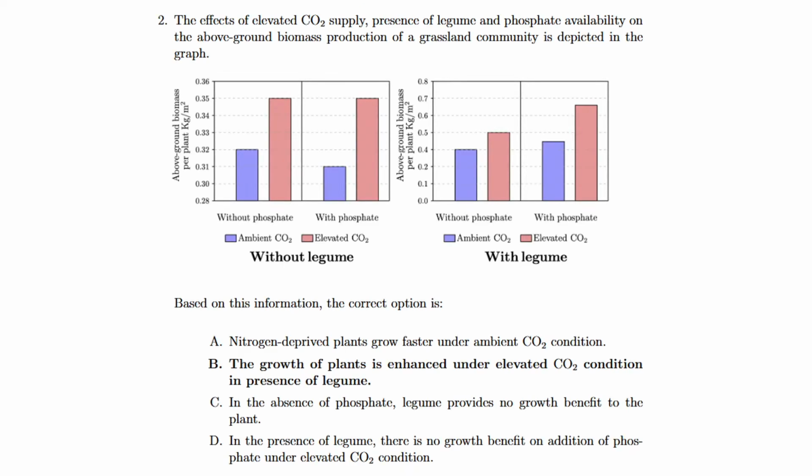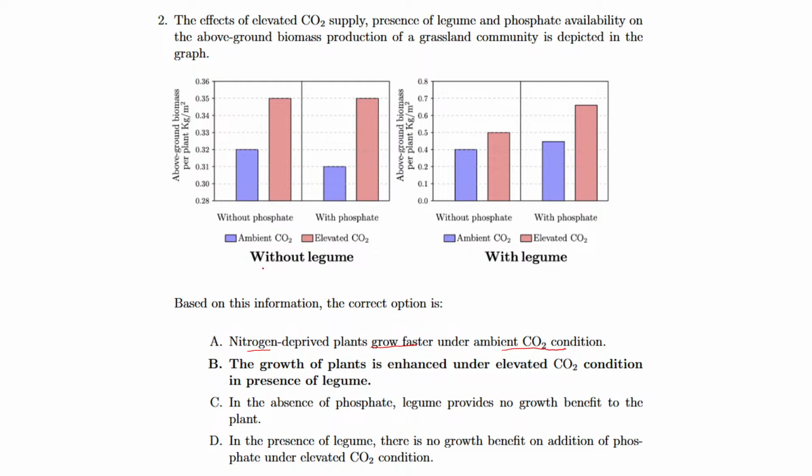Okay, so we'll start with the second question. The question says that the effect of elevated CO2 supply, presence of legume and phosphate availability on the above ground biomass production of a grassland is depicted over here. And we have to choose the correct option based on this data. So the first option says that nitrogen deprived plants grow faster under ambient CO2 condition.